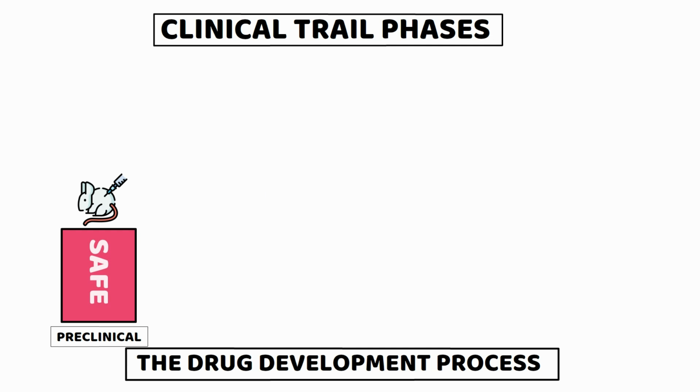Once it is proven safe, then the human clinical trial starts. In human clinical trials, all these phases will come up. Okay, Phase 1, 2, 3, 4. Now let us talk about Phase 1.